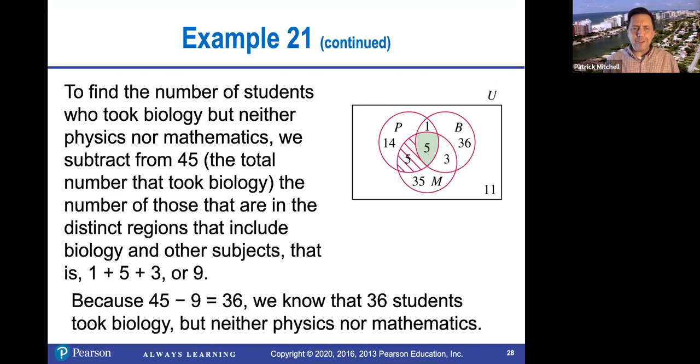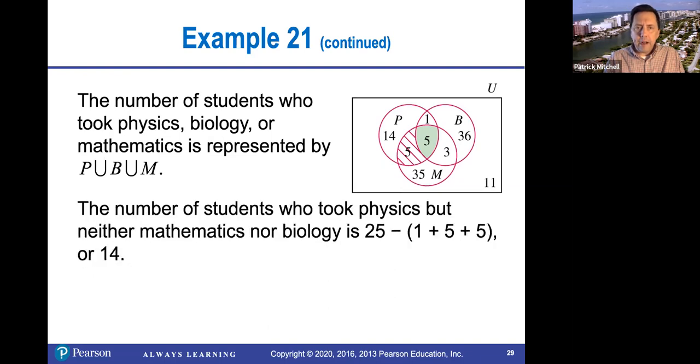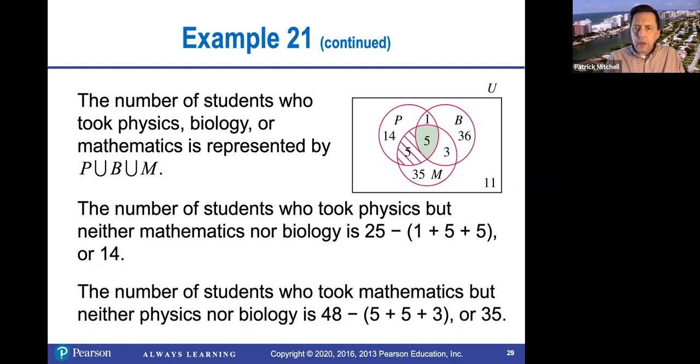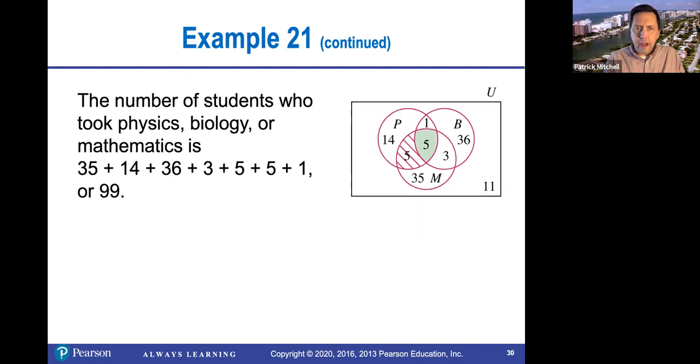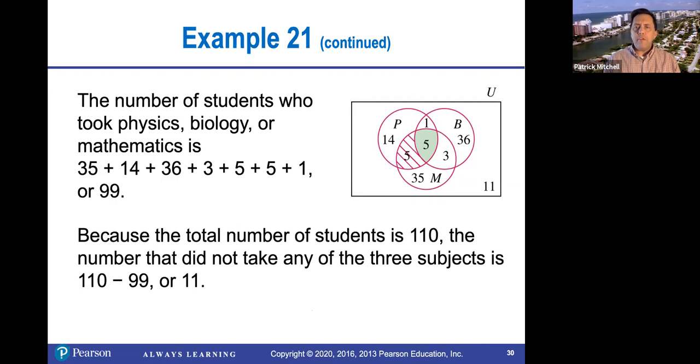Okay, 36 students took biology, but neither physics nor mathematics. The second question was, how many students took physics, biology, or mathematics? That would be the 99 people that we added up. Okay, so they're still filling out their diagram. The number of students who took physics, biology, or mathematics is 99. And then because the total number of students is 110, the number that did not take any of the 3 subjects is 11.